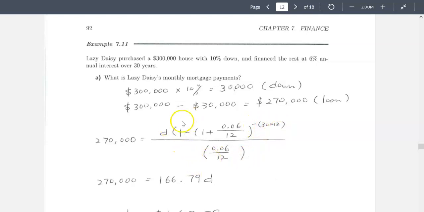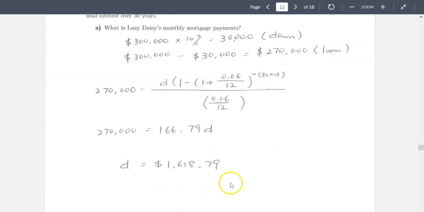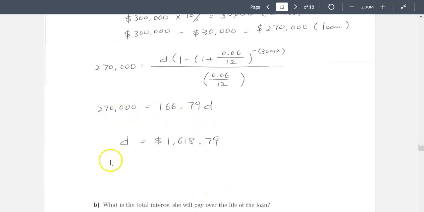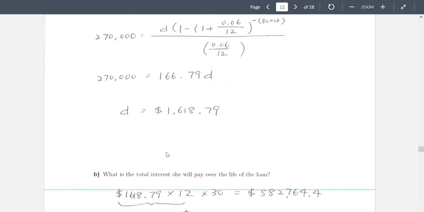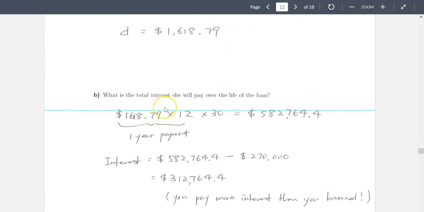Once again, you use the calculator to do all this part, and you end up with 166.79 D. When you divide that number on both sides, you'll come out with the monthly payment, which is $1,618.79. Now, what's the total interest she will pay for the life of the loan?